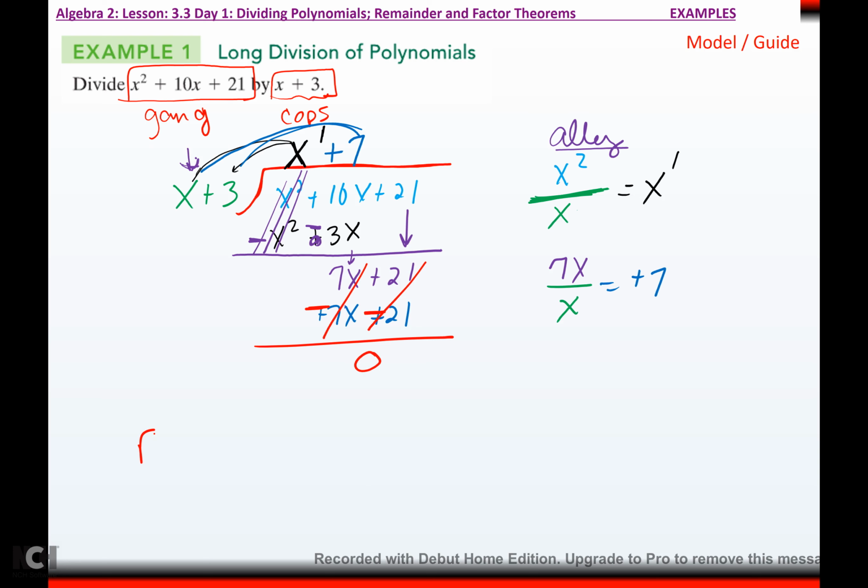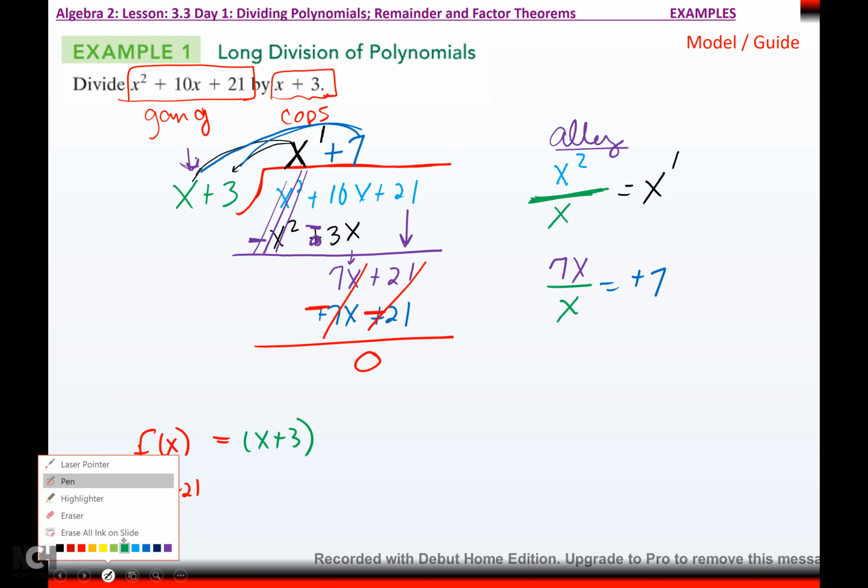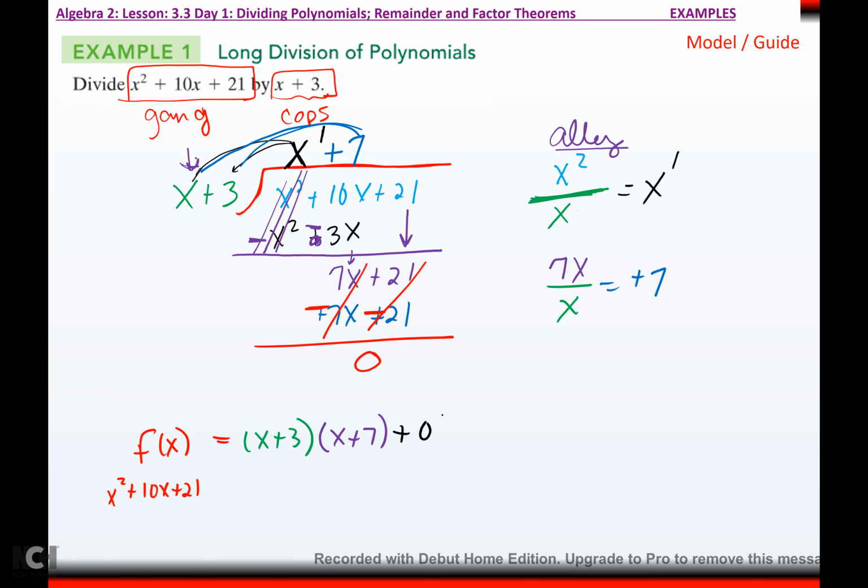Well, it says my function, which is x squared, you don't have to write that out, but x squared plus 10x plus 21 is equal to my divisor, which is x plus 3, times my quotient, which is x plus 7, plus my remainder, but in this case is 0. And that would be my answer.